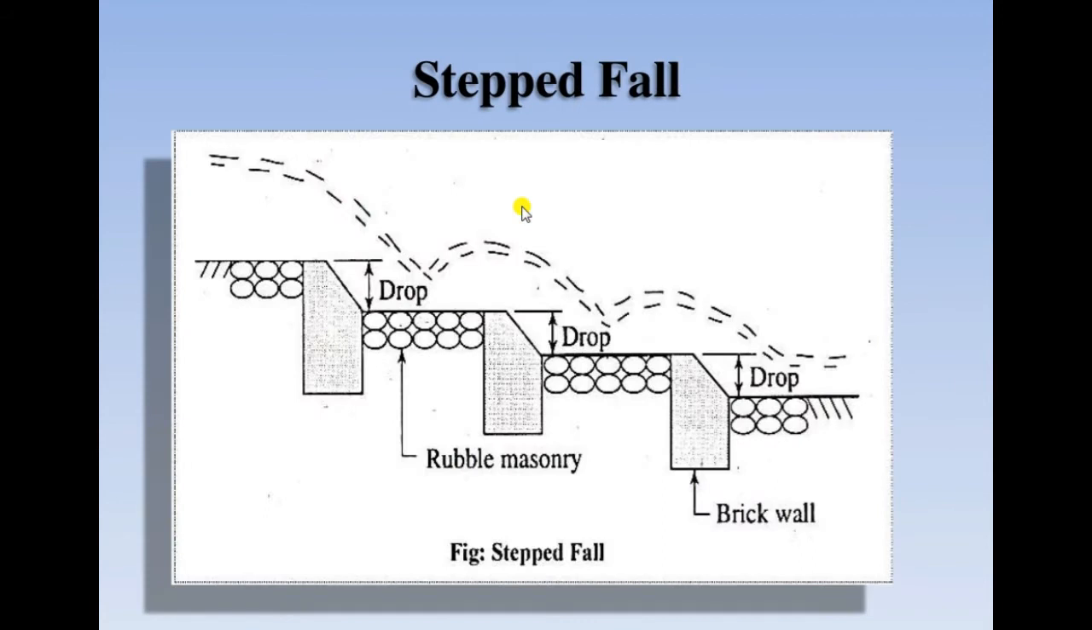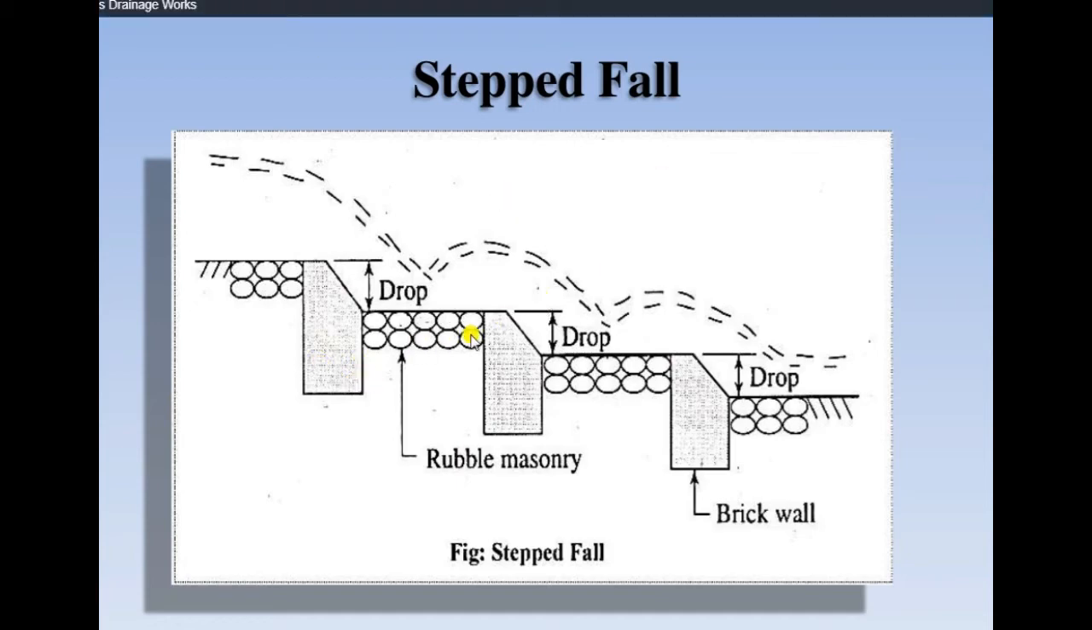Now see the drop fall. That may be a rubble masonry and that is a brick wall, and that portion is plastered with rich cement mortar. So it creates a smooth and erosion proof profile.